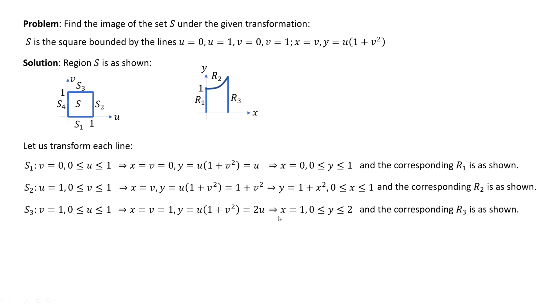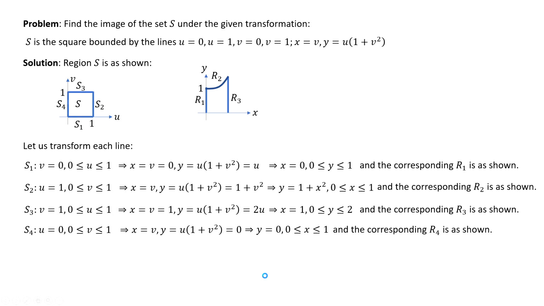Right? Cool. Similarly, if you go to S4, where u is 0 and 0 less than or equal to v less than or equal to 1, then x equals v and y equals 0. And that means y is 0 and the restrictions on x are that x better lie between 0 and 1 because x equals v. End of the story. Okay, and what does that look like? y equals 0. That's a horizontal line. Between what? Between x equals 0 and x equals 1. So that's R4.